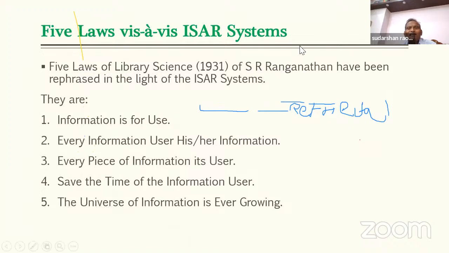Okay, this is, I think, the last part I will tell you. The five laws of library science were published by Ranganathan in 1931. They have been slightly rephrased. We have redefined, or what we can say is, we have slightly refined them, taking the word information into use. Information is for use. Earlier we said books are for use, isn't it? Now we say, no, we are not concerned much about books now.